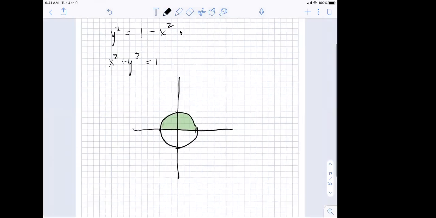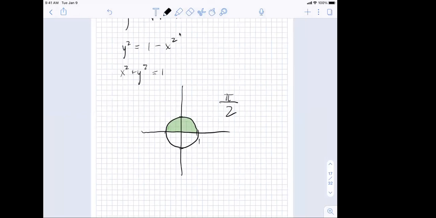And what is that area? This circle has a radius of 1. So just pi over 2. Yeah, very good. The area of the whole circle is pi times 1 squared. So the area of the upper half of the circle is pi over 2. Okay.